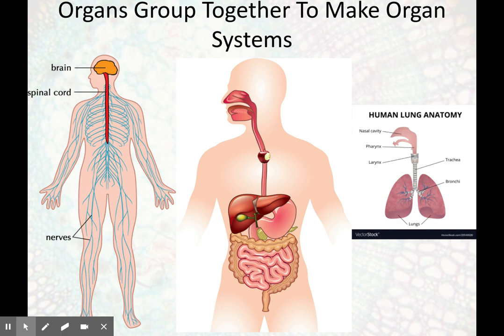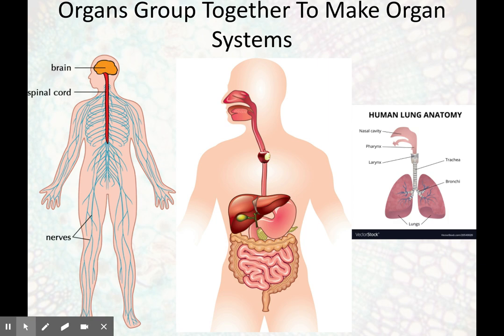If you get a couple of organs all working together, you can make an organ system. So on the left, we have the nervous system. It's the brain, the spinal cord, and the nerves all working together. So we have several different organs working together to make one organ system. Now, one organ system by itself can't sustain life. You need several organ systems working together.